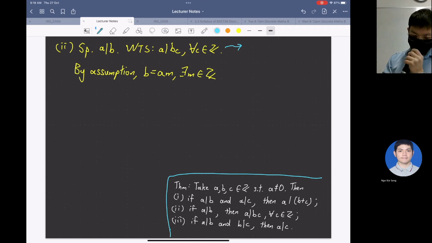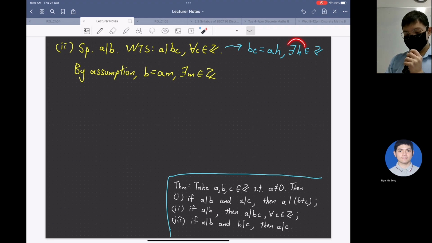So what does A divides BC mean? BC equals A times some integer, right? So you need to find the H. Remember in propositional logic, whenever you want to prove the existential quantifier, you need to find the H. So let's make use of what we have here. This one is what we got. This one is what we need to find.